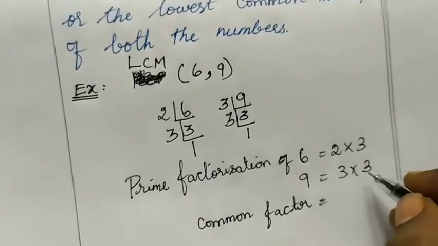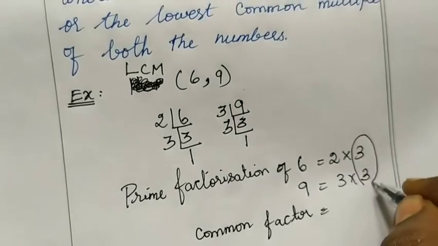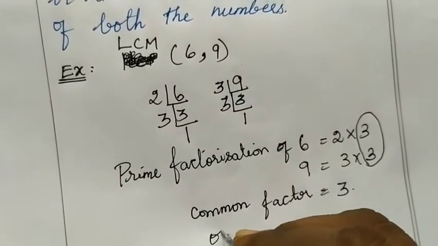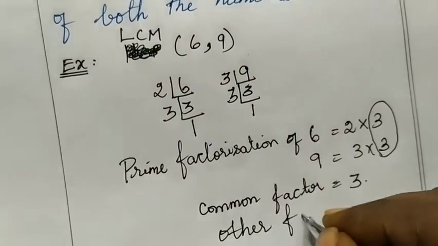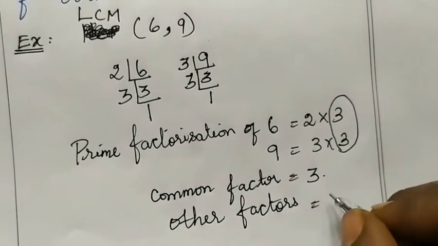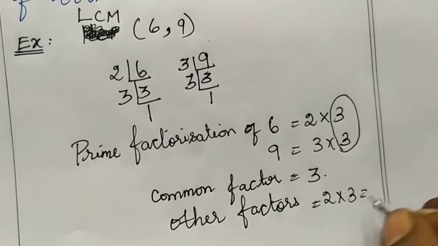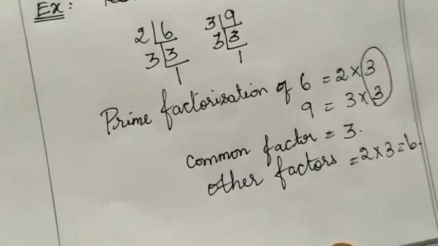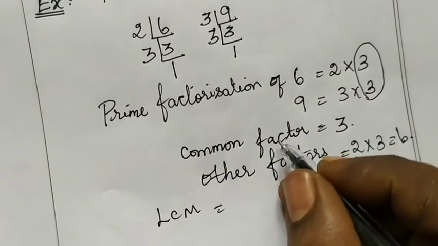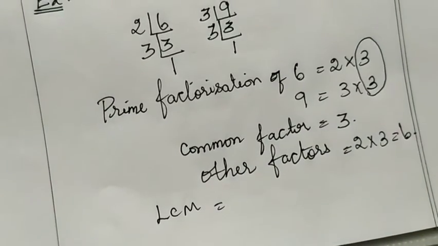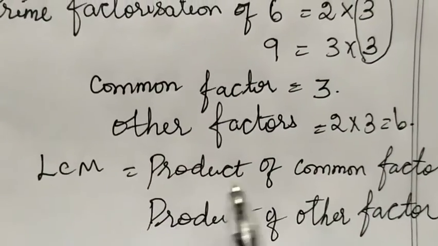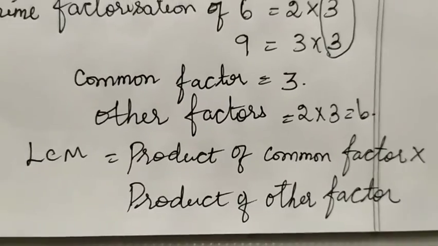What is the common factor here? The number 3. Next, take the other factors. What are the numbers remaining? 2 into 3. 2 3s are 6. What is the meaning of LCM? LCM is the product of the common factor and the product of the other factors. See this, I have written product of common factor into product of the other factors.